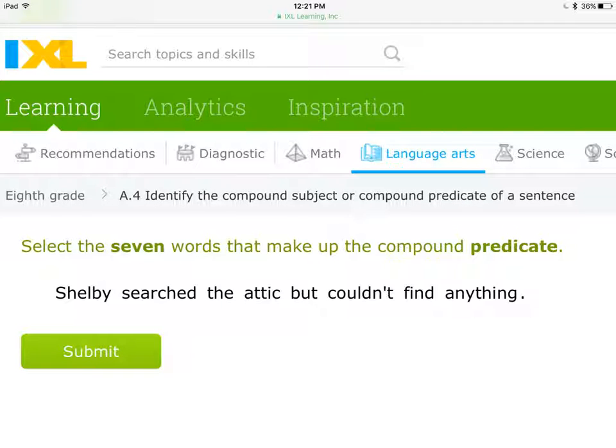I always start by finding the predicate, and that works fine here because they want us to find the predicate. So here we go. Here's how that's going to work. It says, Shelby searched the attic but couldn't find anything. All right, so what happened? I've got searched and couldn't find. That would be the simple predicate, but now I want the complete compound predicate, so any words that have to do with searched and find. Well, searched the attic, and but couldn't find anything. So 1, 2, 3, 4, 5, 6, 7, that sounds about right, and it is.